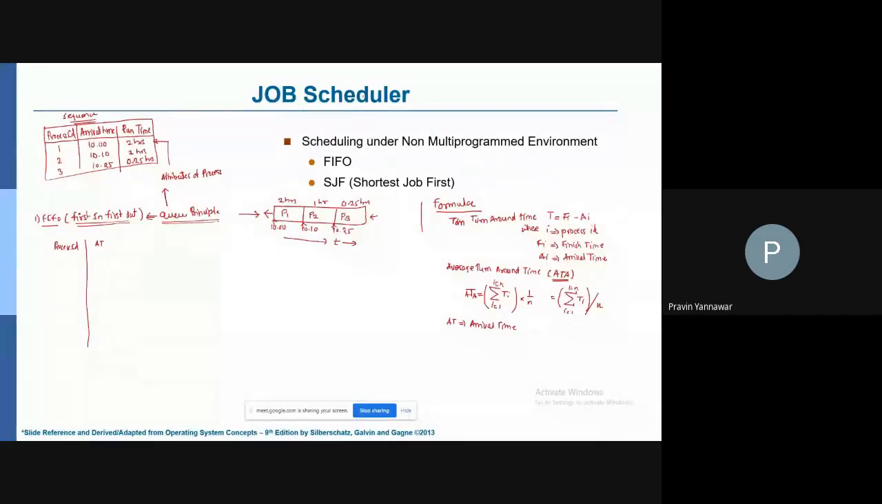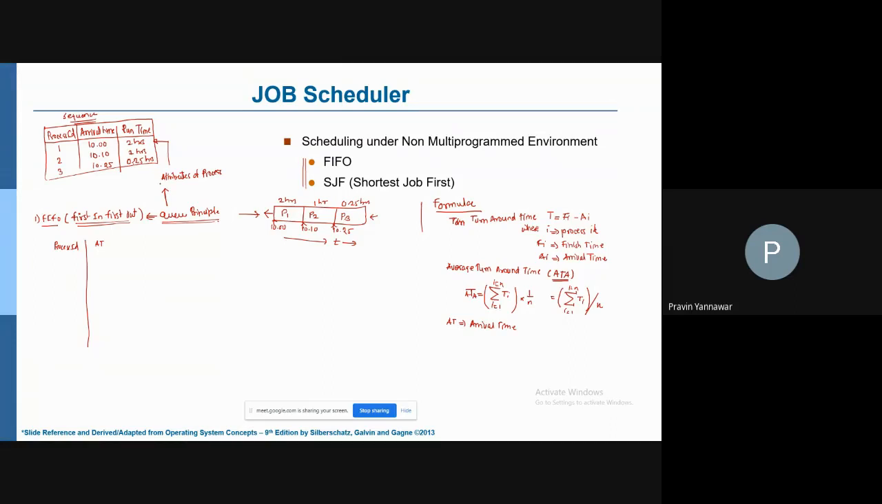We are learning about this job scheduler. It has two algorithms here, which are FIFO and shortest job first. Out of that, we are going to consider FIFO. FIFO stands for first in, first out. This algorithm refers to a queue principle, where whatever process comes into the queue at the first place has to be served first.